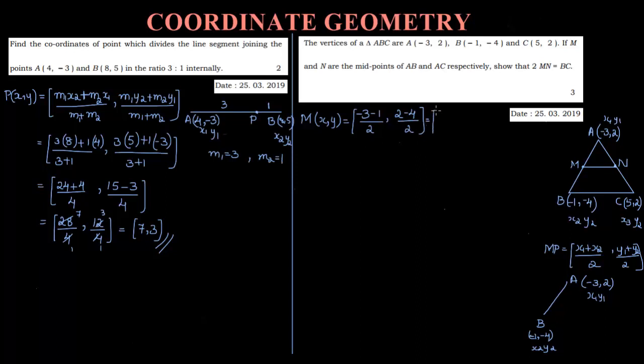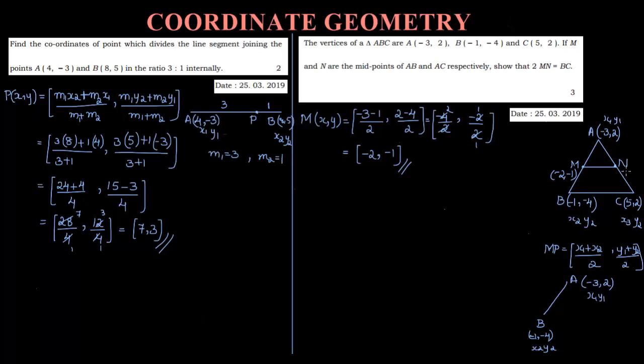So what are you going to get then? -3 and -1 both are negative, so you will be adding them and writing the bigger number's sign, that is -4. Comma, 2 - 4, different signs, you will be subtracting and writing the bigger number's sign, that is -2. Then -4/2 gives -2 and -2/2 gives -1. You should not forget the sign. The number has cancelled out, but the sign will remain the same, right? So this is the coordinate that you have got for this point M: (-2, -1), right?